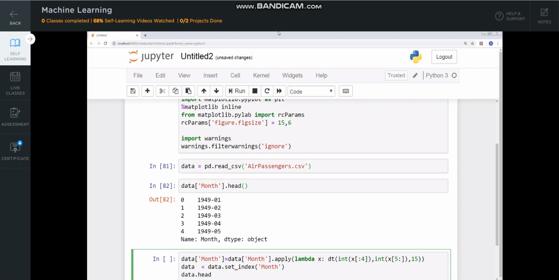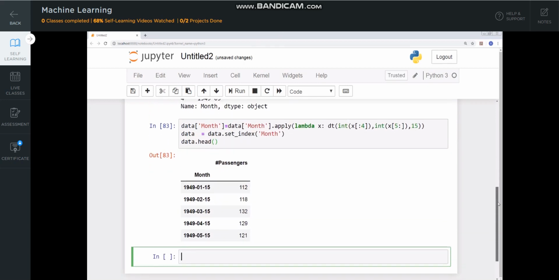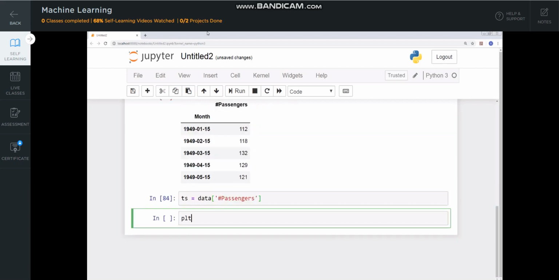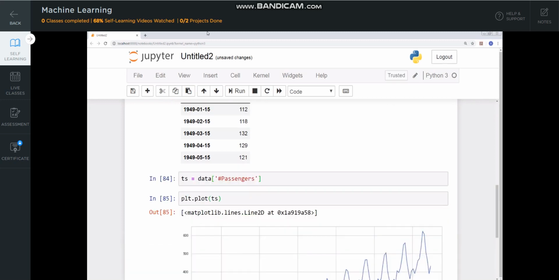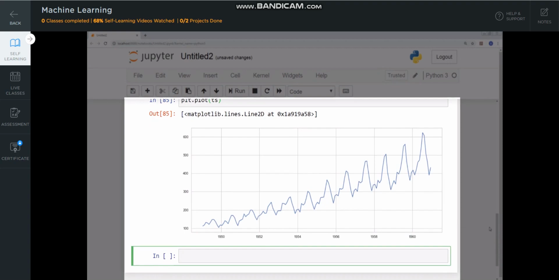Now let's see the data once. Assigning the passengers data to a time series variable. Plotting the time series, we get: it's clear from the plot that there is an overall increase in the trend with some seasonality in it. Transforming series.